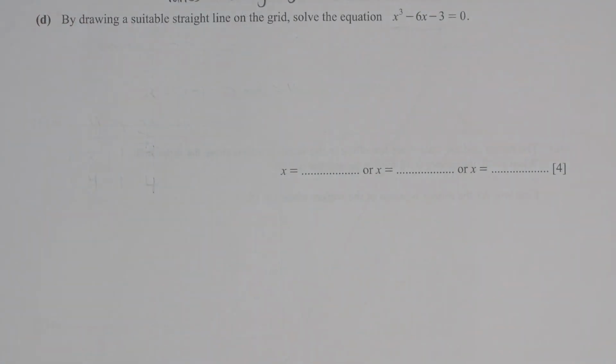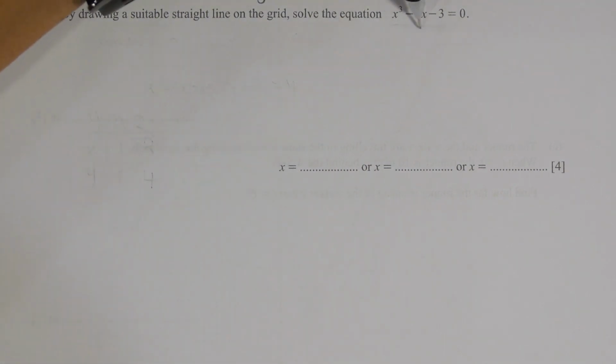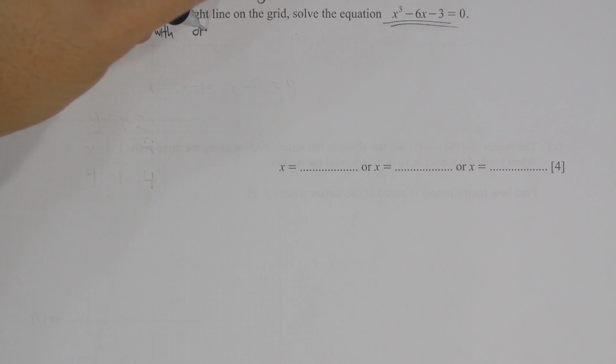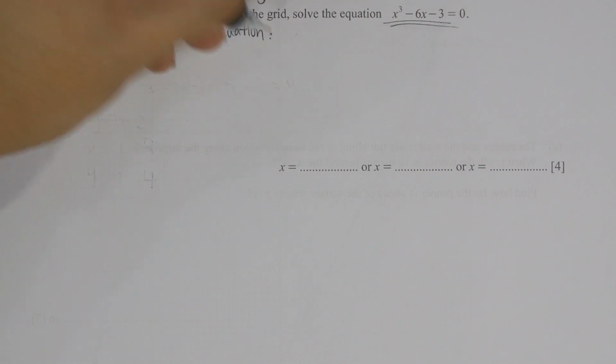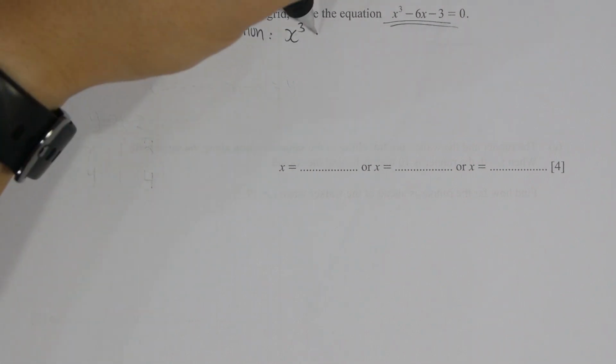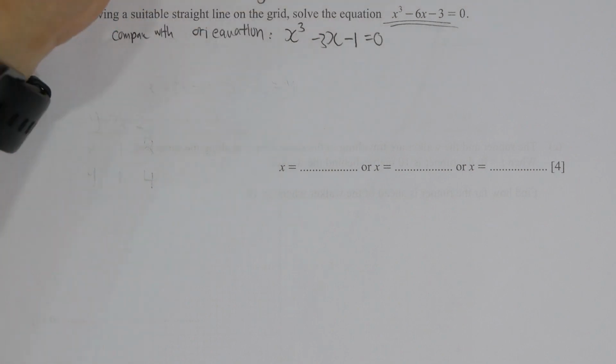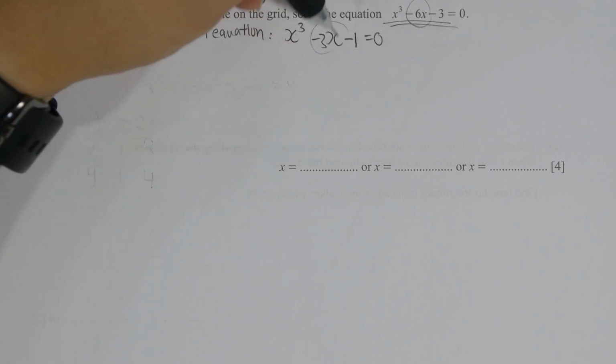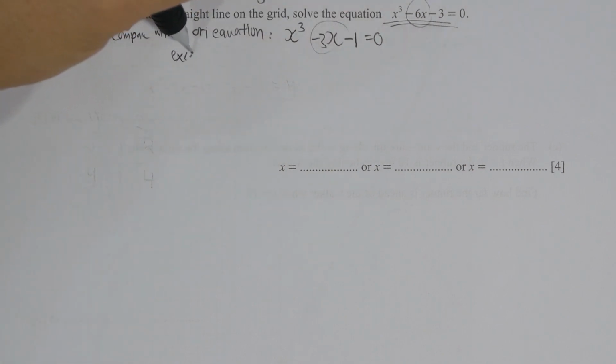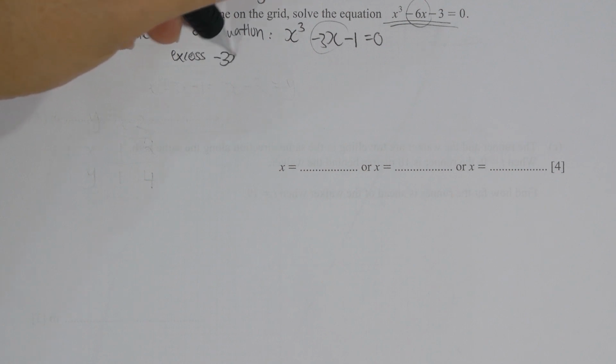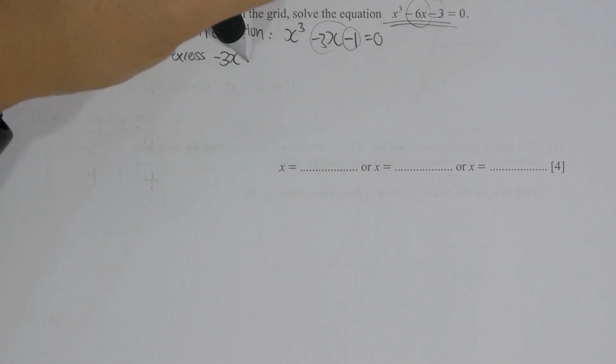So by drawing a suitable straight line on a grid, solve the equation. So compare it with the original equation, which is x cubed minus 3x minus 1. So the excess variables here will actually be negative 3x and negative 2. So by shifting these two variables to the other side, then you will construct a new equation which goes by y equals 3x plus 2.